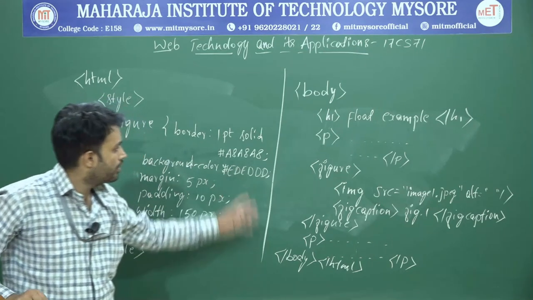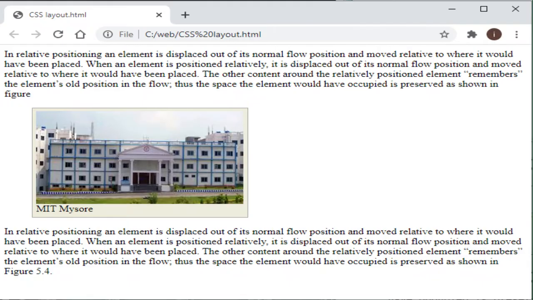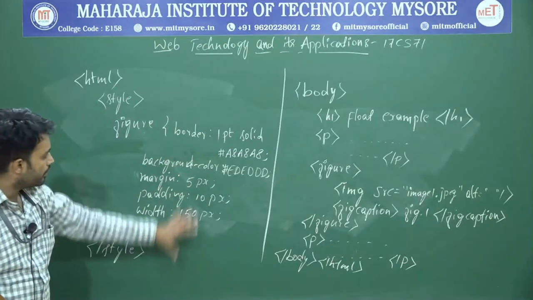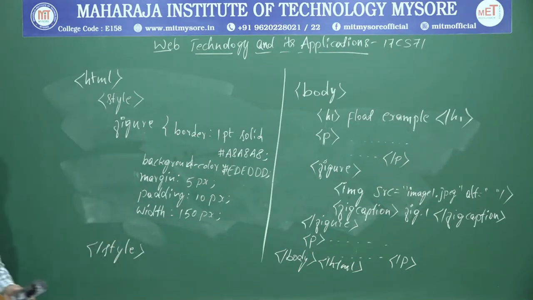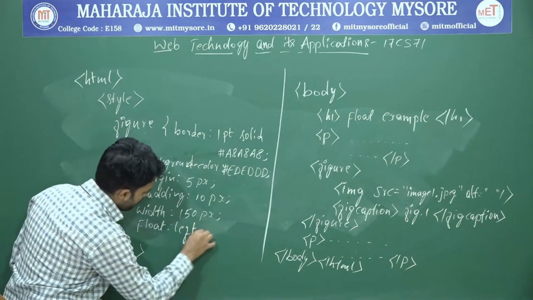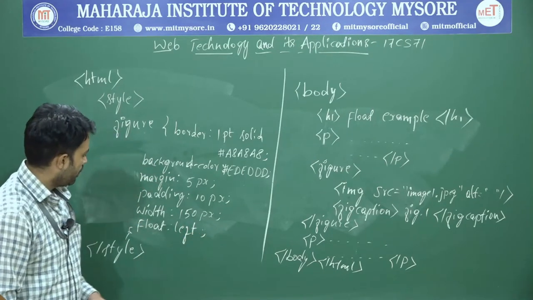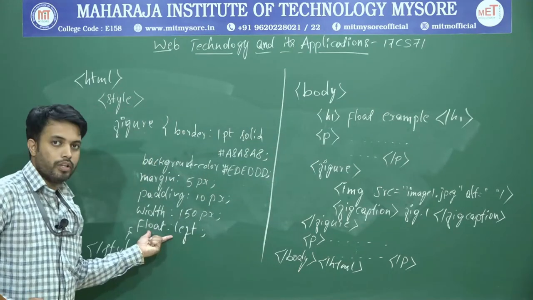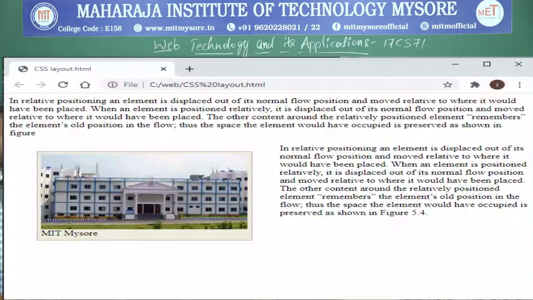Now if I run this program, you can notice the output. Again I am going to modify this same example with float. So with float left, that same program, I am adding here one line of code, that is float colon left. Now if I run this, you can notice that the figure always appears on the left side of the web page.